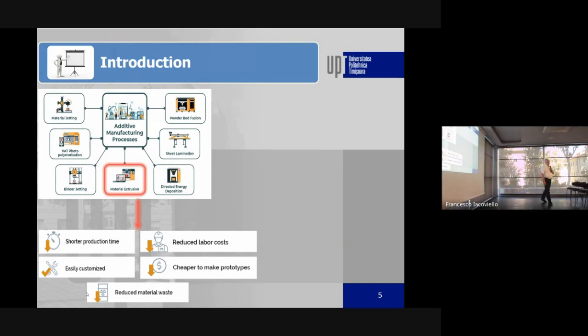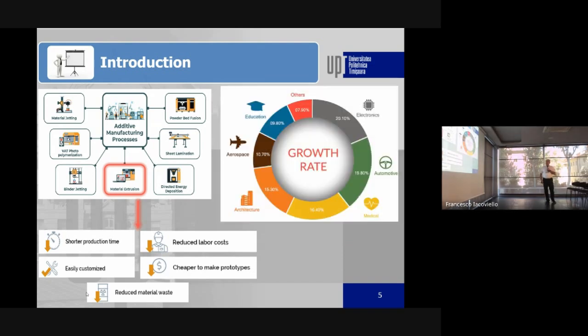material extrusion. This method has some advantages: a shorter production time, it's easy to customize, it reduces the labor cost, it is relatively cheaper. Also, the printers are relatively cheaper, and the material is cheaper. And with this method, we can reduce considerably the material waste. Where is it used now? It is used in many industries. In automotive, medical, electronics this method is most used, but it is starting to be used in other industries like aerospace, education, architecture.